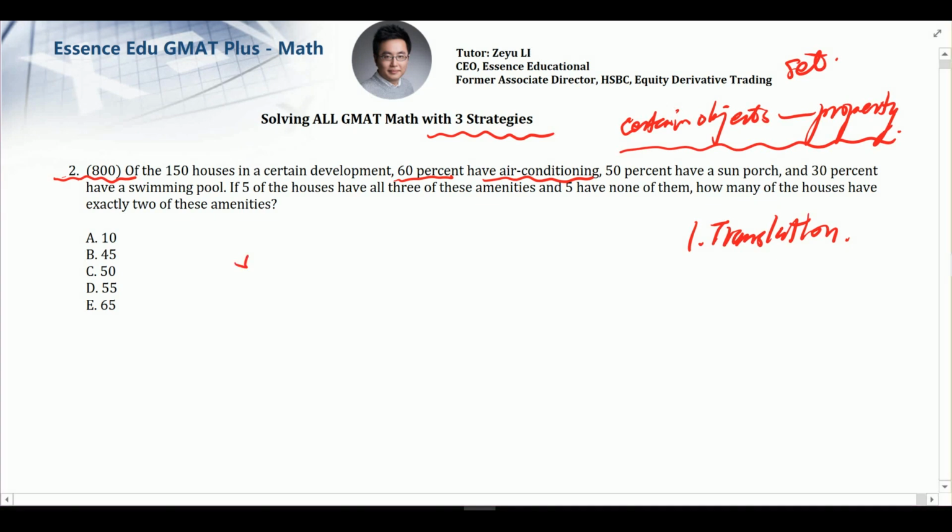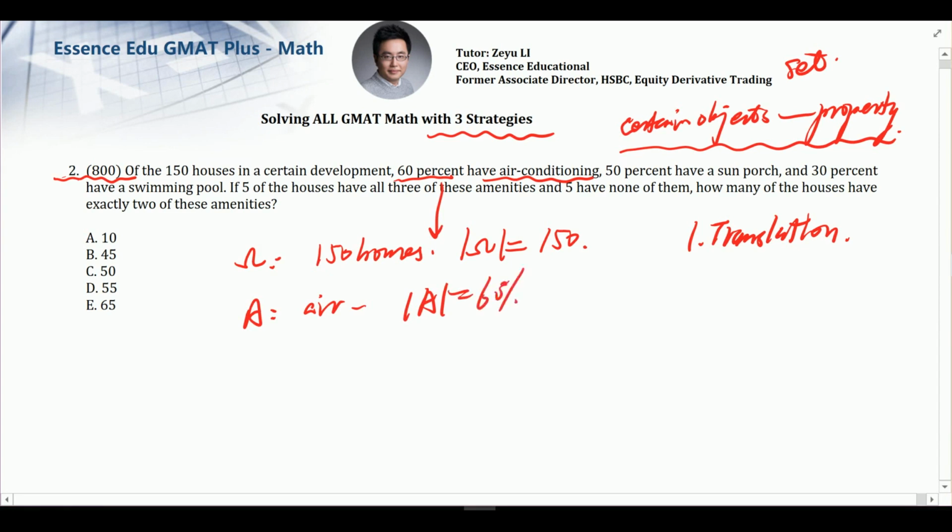As we know, any set starts with the platform, the universe. I use capital Omega to represent it. The universe means the 150 houses, so the number of items in our universe is 150. If I call set A those who have air conditioning, that means 60%, so the number of items in A is 60% of the number of items in Omega, which is 60% times 150, which is 90 houses.